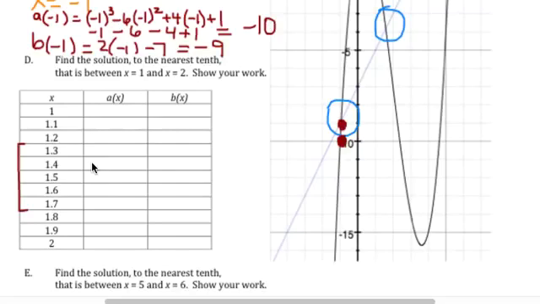You guys do 1.4. In the back, 1.5. Right here, 1.6 and 1.7. Plug those numbers into the a of x and b of x functions. While you're doing that, I'm going to go ahead and write the answers on the chart.